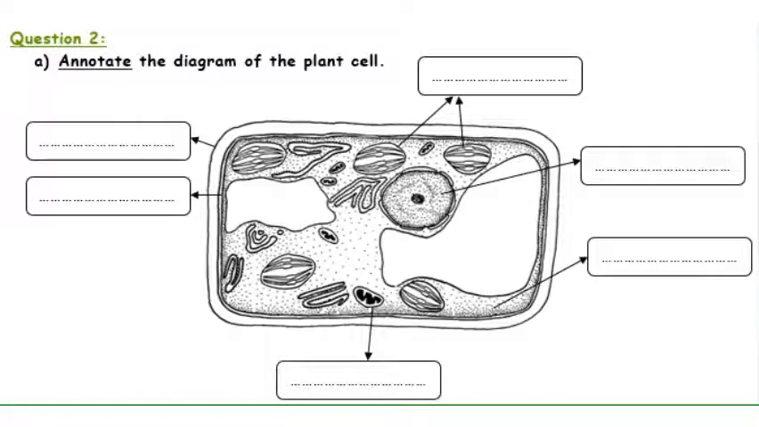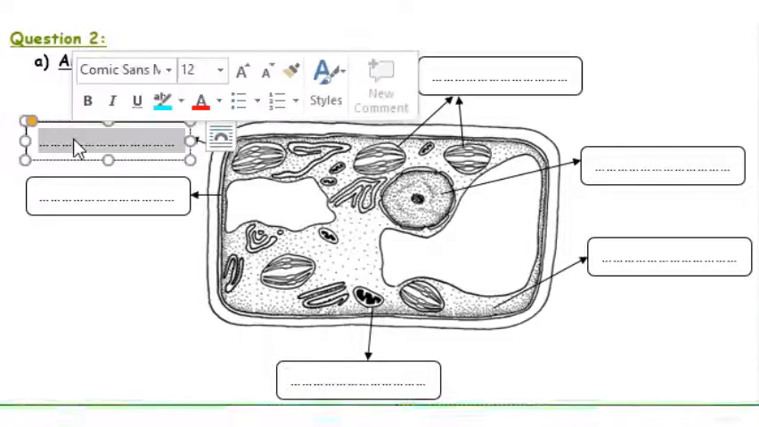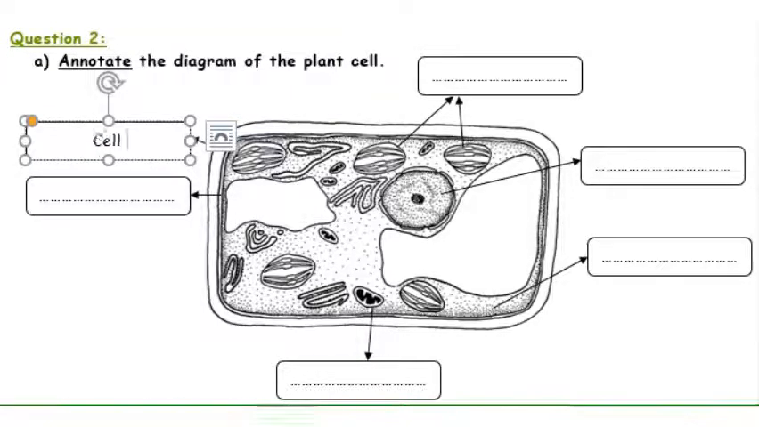The drawing in question number 2 shows a plant cell with its different parts. Let's try together to annotate the diagram of this cell. I will start with the outer layer of membrane that covers this cell. What do we call the thick membrane that covers the plant cell? This is the cell wall. That's right.